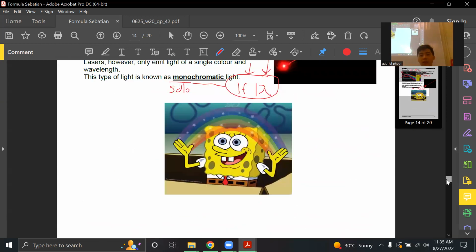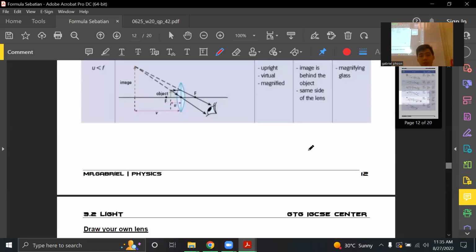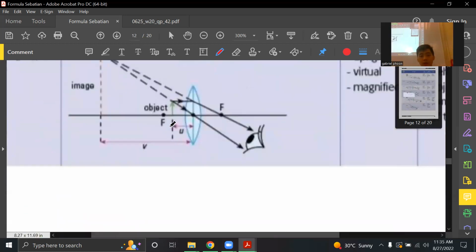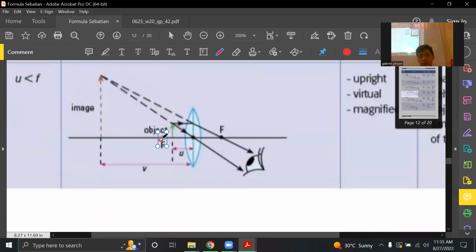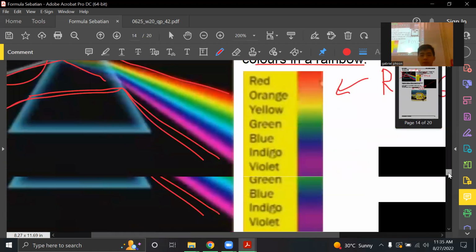And if you're uncertain, yet again, you can refer back to this diagram here. You see, where is the object placed? Oh, exactly in between the focal point and the optical center. This is the condition for it to work as a magnifying glass. You must know this. And if I say you must know and you still don't know in the exam, then you deserve to fail.